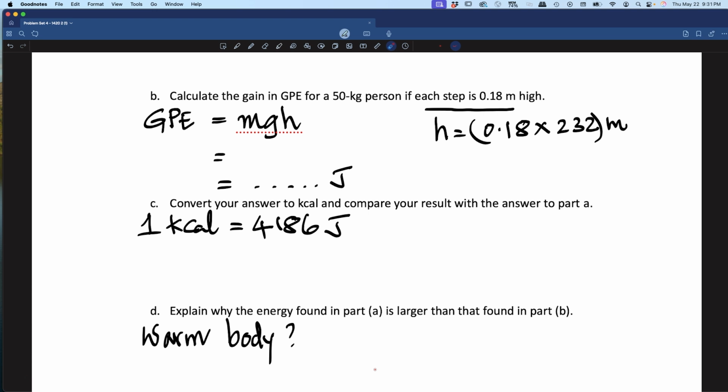Remember, that's why it's called the basal metabolic rate, to keep the body warm. And for the other organs, for the heart to beat, for the kidneys to be functioning, all of this requires energy, and that is not included when we calculate mgh. That's why the energy in part A is much larger than in part C.